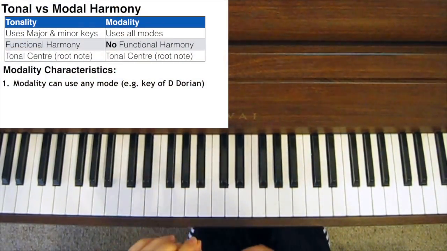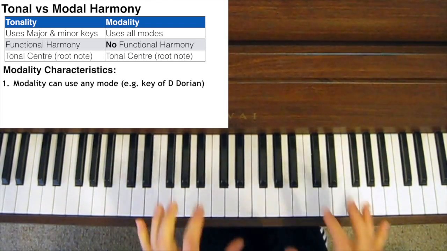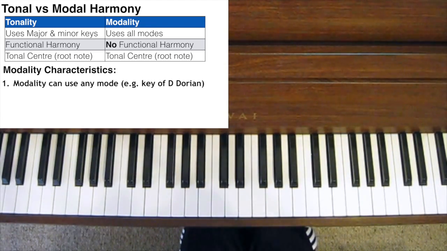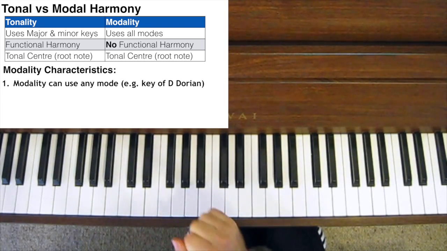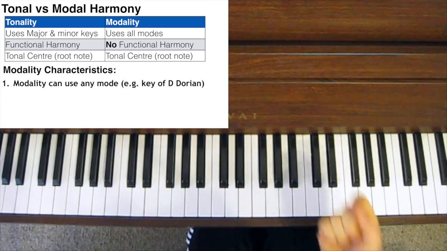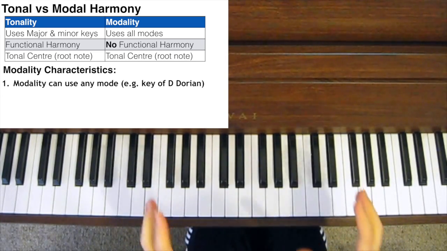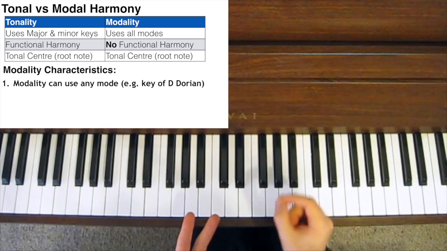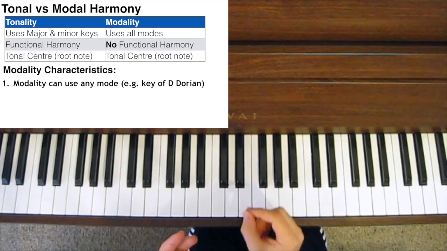Now, modality or modal harmony, on the other hand, is like the US Declaration of Independence for music. All chords are created equal. Now, modality has the following features. It uses all of the available modes. It doesn't just use major and minor keys, it also uses Dorian and Phrygian and Lydian and all the other modes that exist. It also does not have a functional harmony, however it does still have a tonal center.